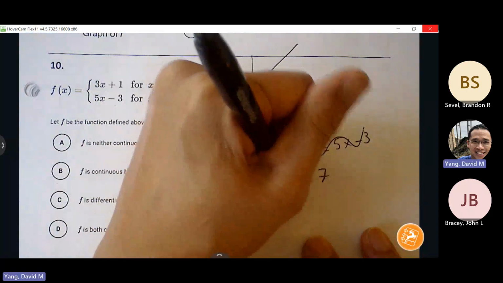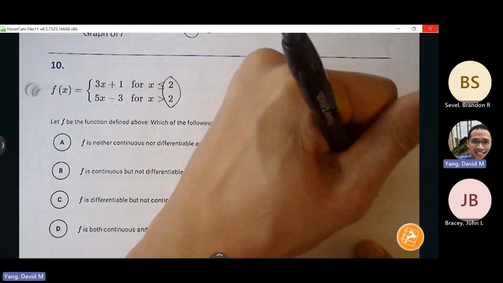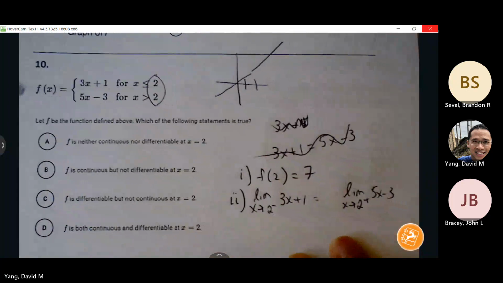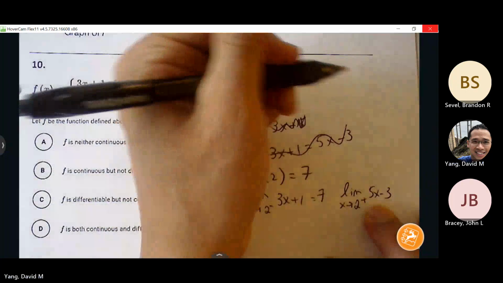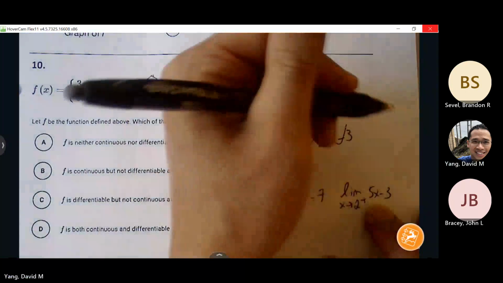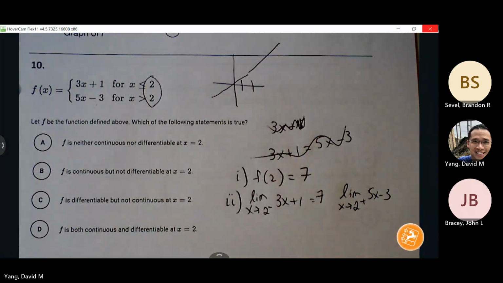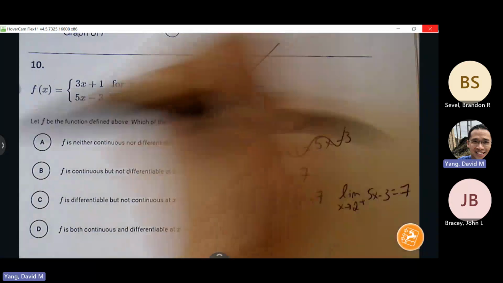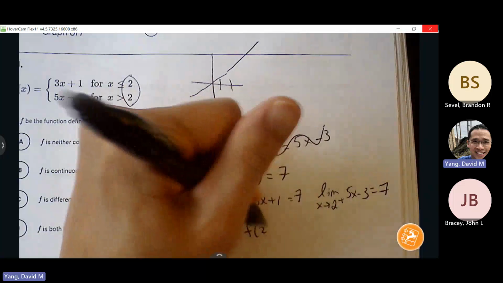Approaching 2 from the left versus approaching 2 from the right. We get 7 on the left side. And then plug 2 in, we get 10 minus 3, which is also 7. And the point exists where the limit exists. So we know this is continuous.